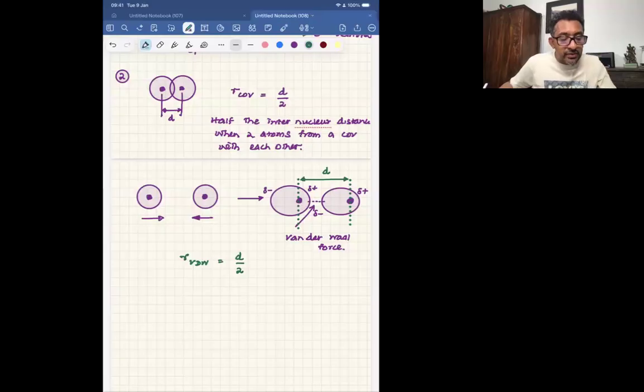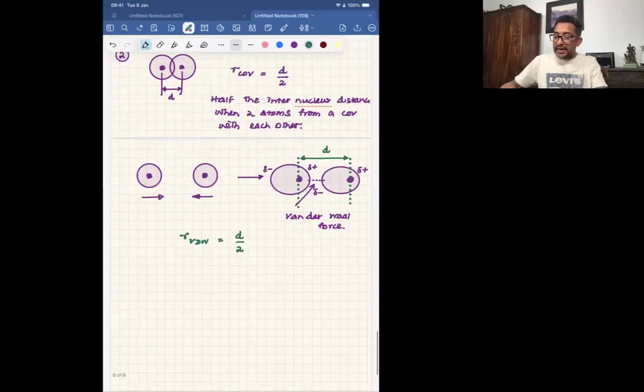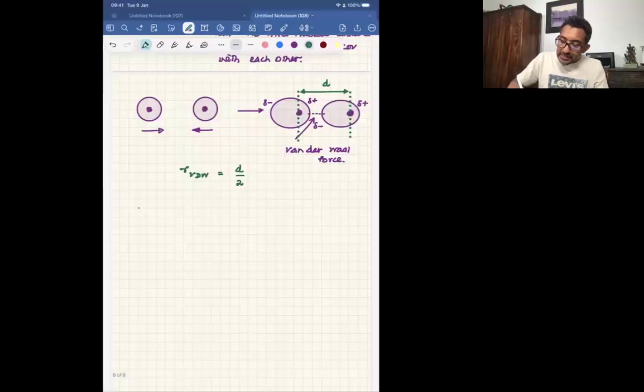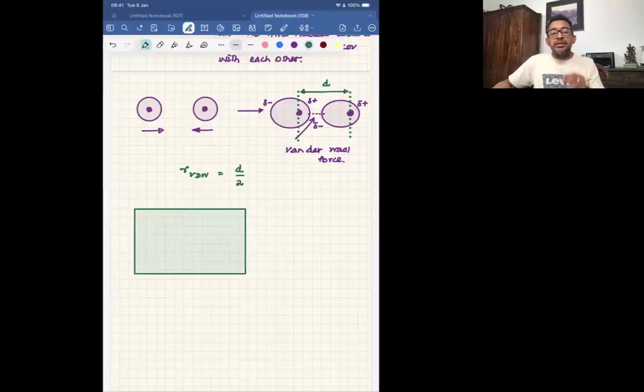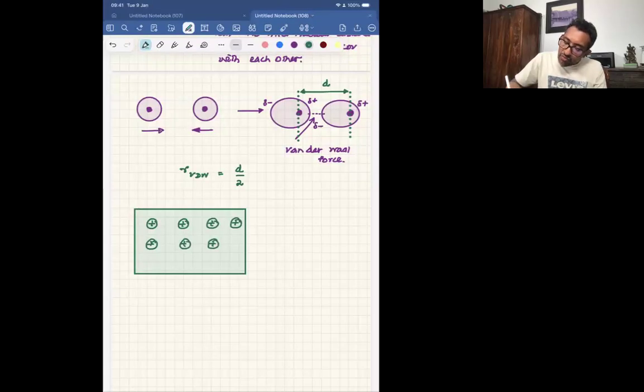Then the third one is, what is the metallic radius? Metallic radius is found in metals. Now, we talked about metals. Metals contain cations immersed in a sea of electrons. These electrons are mobile. They move here and there, and the cations are stationary.